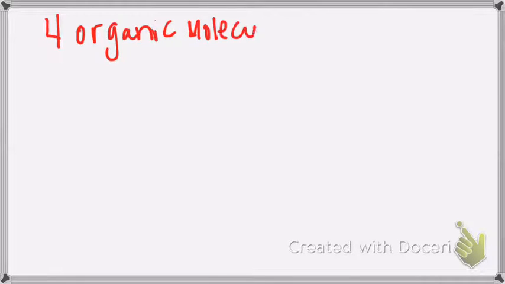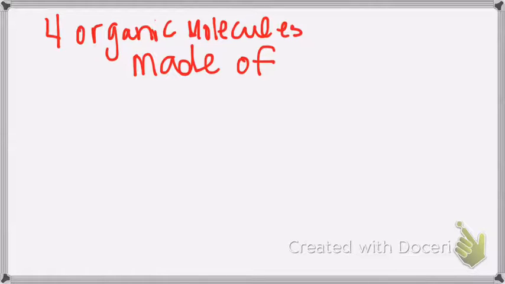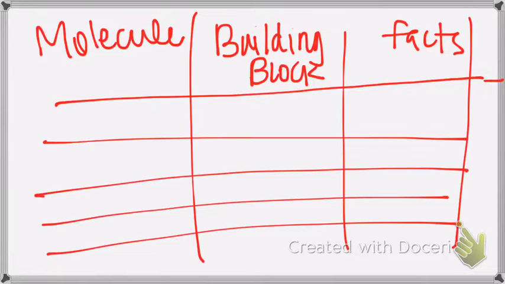Okay, let's do this. See if you can list the 4 organic molecules. List what they're made of. And give me some special facts about it. Right, so make you a table, perhaps. So do something like this for me. So you got carbs, lipids, proteins, and nucleic acid. Go back and look at your notes if you can't fill it in.